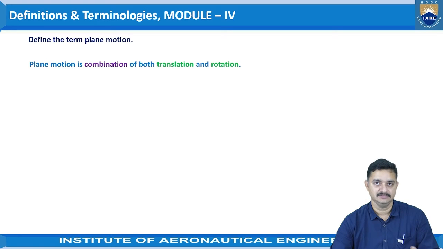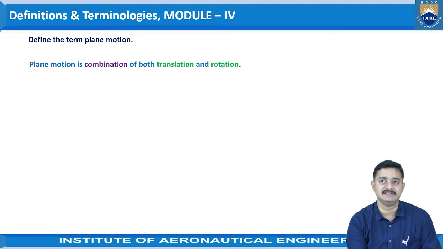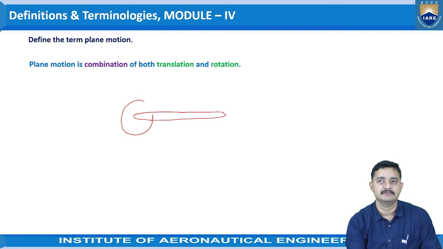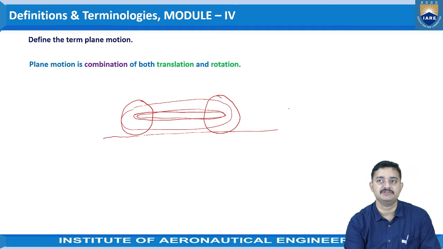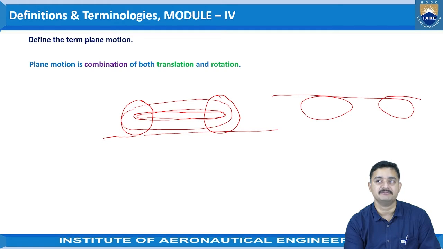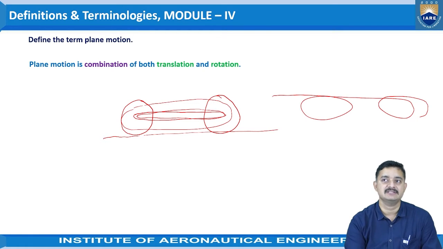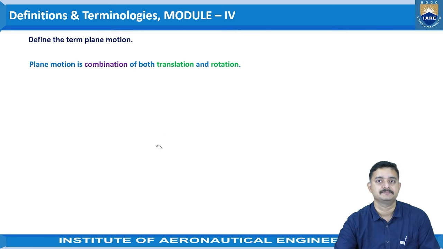For understanding this plane motion, the combination of translational motion and rotational motion, we can consider the arm, that is the link connecting the two wheels of a train wagon. When the train is traveling on a track, this link connecting the two wheels is continuously moving in a circular position. So it takes linear movement as well as circular movement. So this is an example of plane motion. The term plane motion is defined as the combination of both translation and rotation.